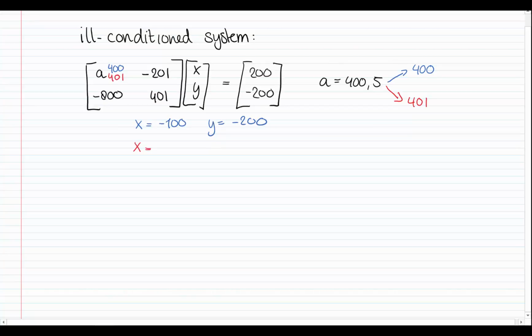However, when you solve the system for a is 401, you will get as an answer that x is 40,000 and y is 79,800. This is a factor of around 4,000 difference. So, depending on how you round off a, you get a completely different outcome. Therefore, this system is ill-conditioned, because such a small difference in a.